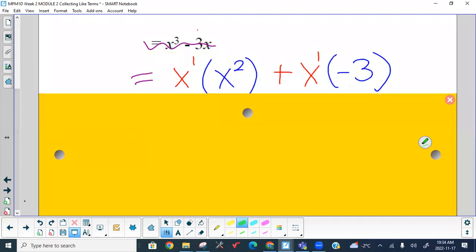So our first step is to write x to the power of 1 times x to the power of 2, x to the power of 1 times negative 3. So you don't just go to the final answer. I'm going to give you a second to figure out how you would write this. If this appeared on the test, how would you write this? And then I'm going to show you how I would do that. So take a minute and write that out. That's this question.